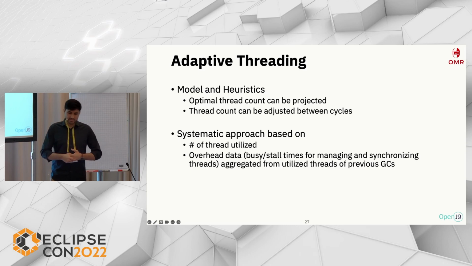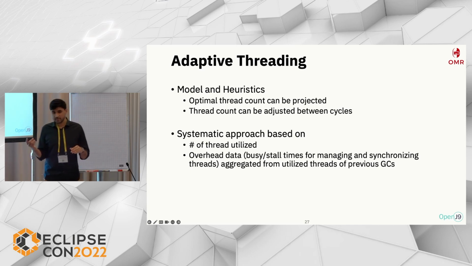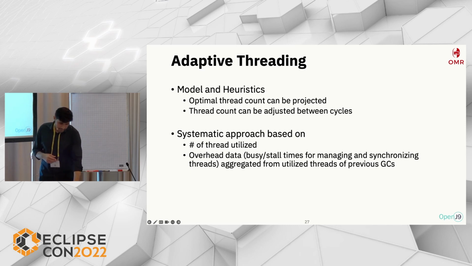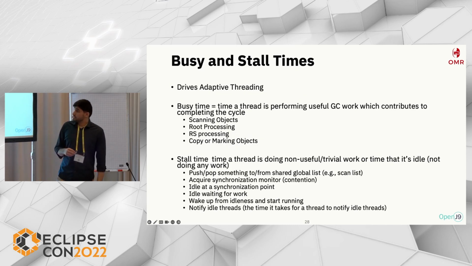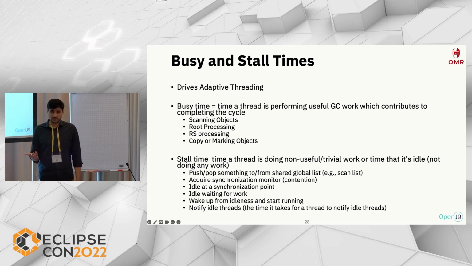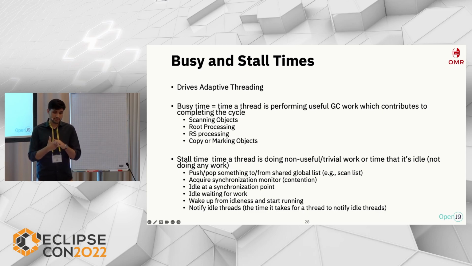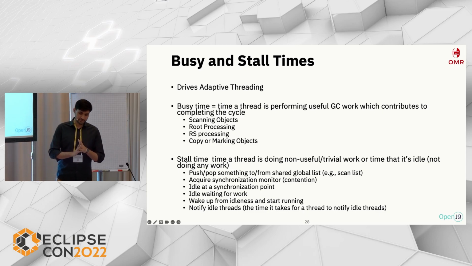In terms of implementation, adaptive threading is essentially a set of models and heuristics that work together to judge or observe parallelism and determine how inefficient it is and how it should be moving forward. It does that mainly by looking at the number of threads that are being used and the resulting statistics from using those threads. So we're mainly looking at busy and stall times. Busy and stall times are key. They're what drive adaptive threading. If we know the number of threads we used and we know the busy and stall times from using those threads, we should be able to figure out how efficient parallelism is.